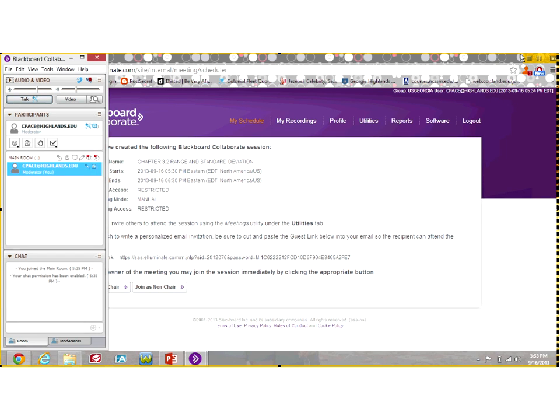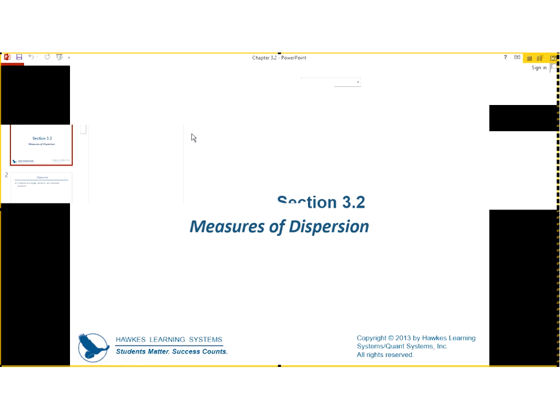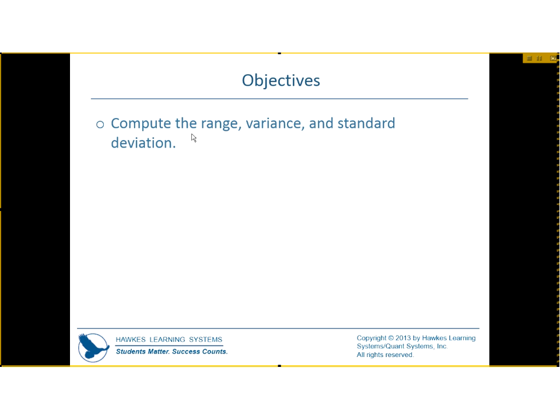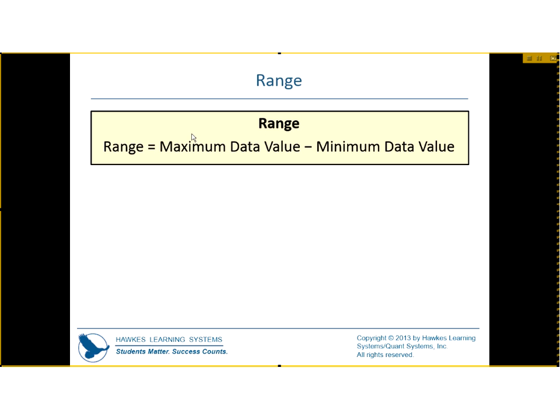Okay, so here we go. We're talking about measures of dispersion, which means how spread out the data is. We're going to calculate the range, variance, and standard deviation. So let's go ahead and talk about the range. The range is really easy to do. It's your maximum minus your minimum.